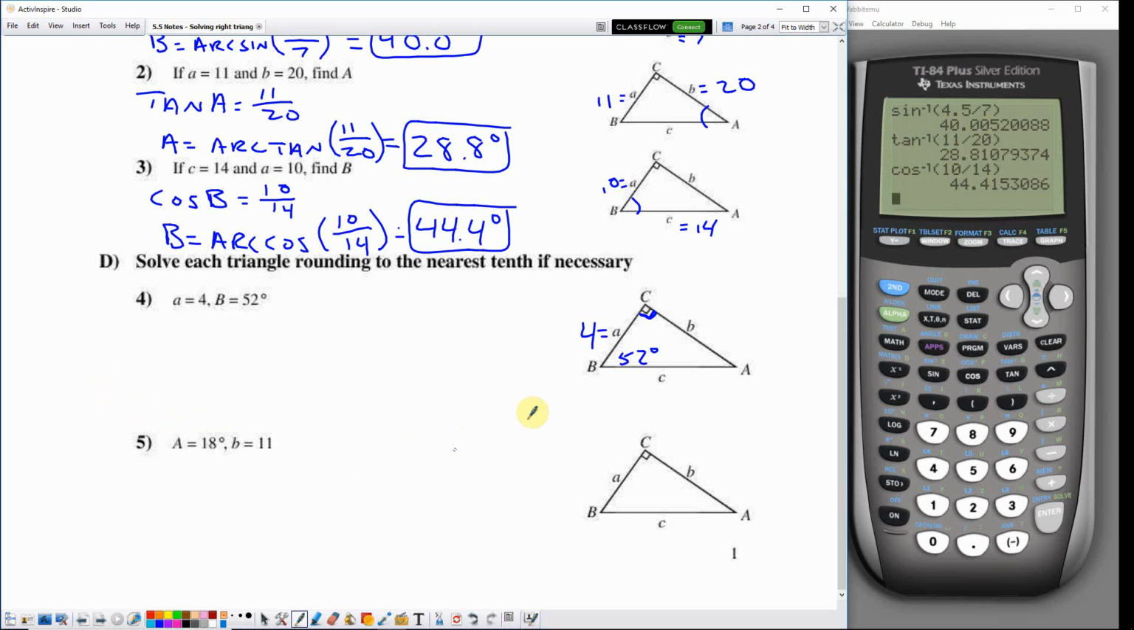So in order to get side B, I've got a 52 degree angle here. Opposite over adjacent is tangent. So tan 52 degrees equals the opposite, which is B, over the adjacent 4. When I've got a number down here, I just need to multiply that to both sides. So I'm going to get 4 times tangent 52 equals B.